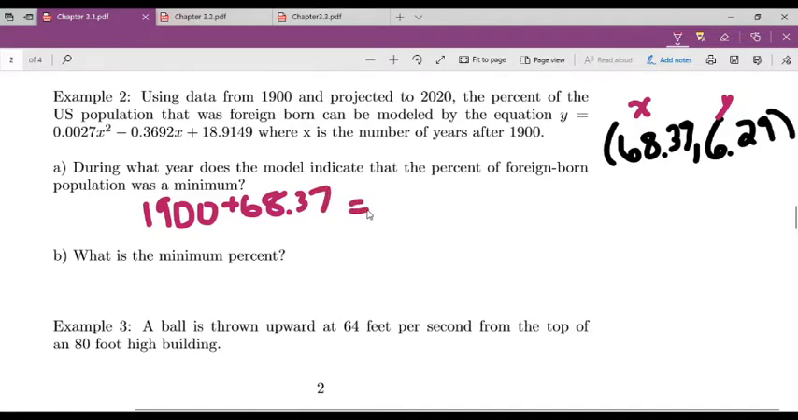Which is the same thing as 1968.37. Now typically they'll have you just round it to the closest year. If we do that, it's approximately 1968.